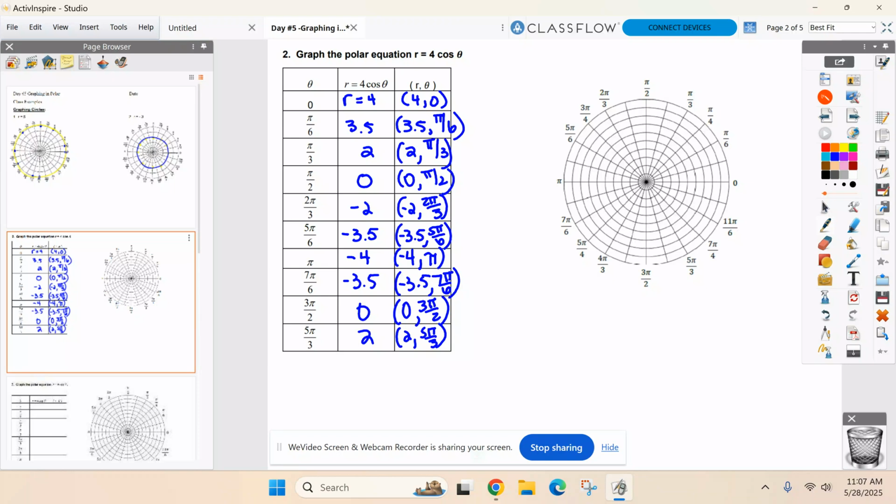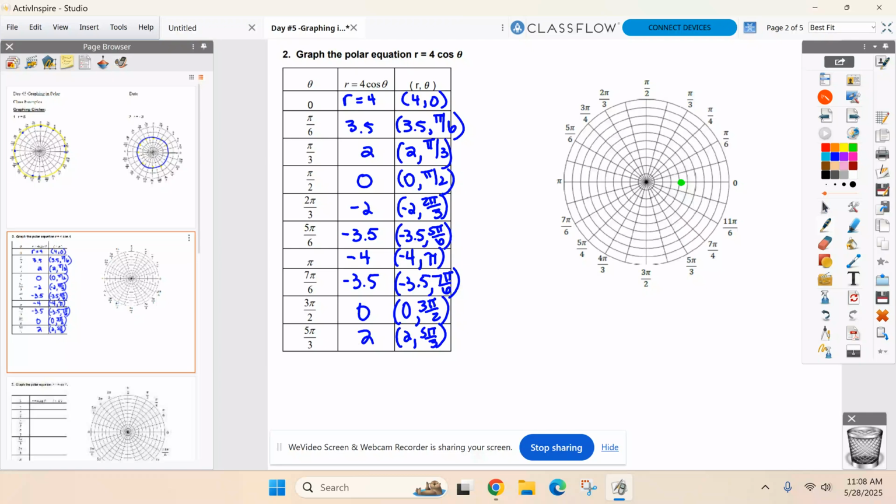And again, hopefully this is not a struggle for a few of you because you still don't know how to graph yet. 4, 0. You go to 0, go 4 out, right? That's what 4, 0 means. Go to 0 radians, 0 degrees, go 4 out. 1, 2, 3, 4.